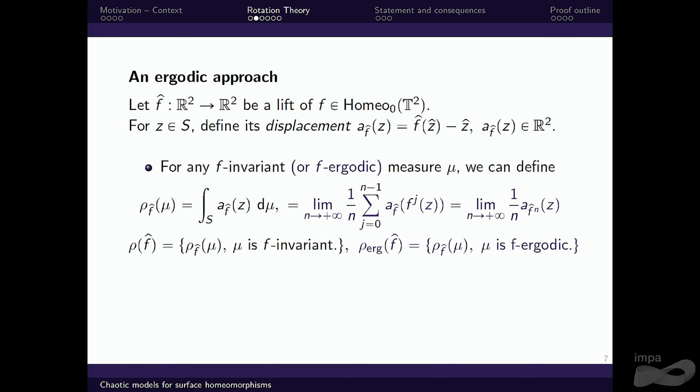And I will say that the rotation set is the whole set of rotation vectors for f invariant measures, which is equivalent to taking the convex hull of the ergodic rotation set. Okay, so basically you have all your ergodic measures. For each of them you have a rotation vector. You take that collection, then you take your convex hull. And that's your rotation set. Okay? I will give 3 quick examples to illustrate this.